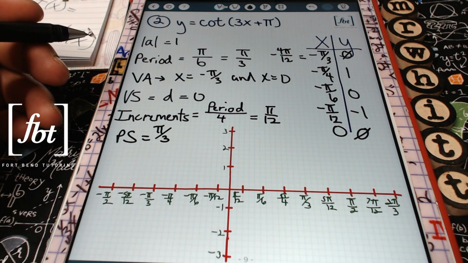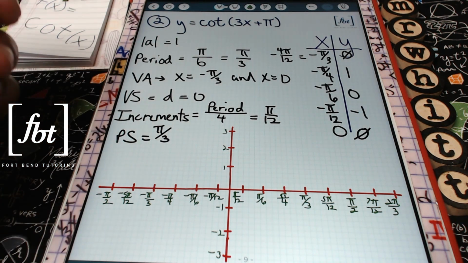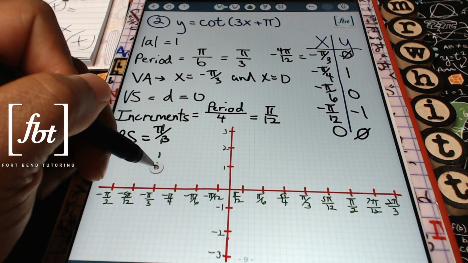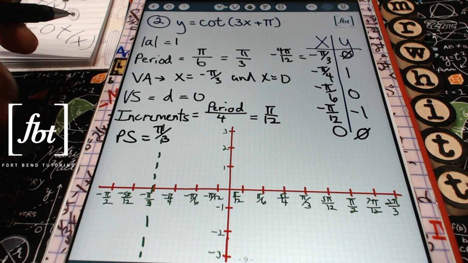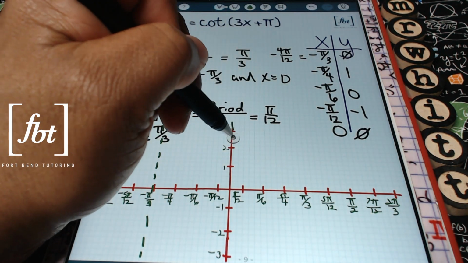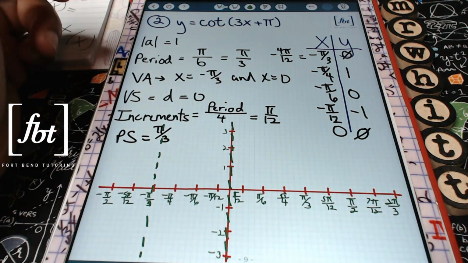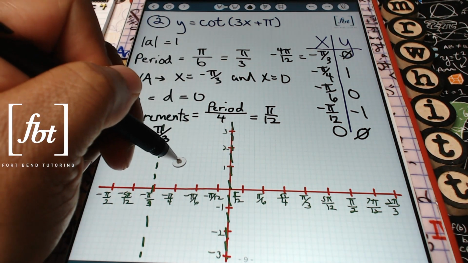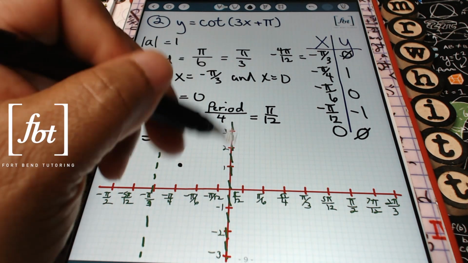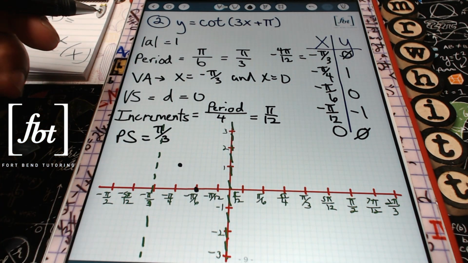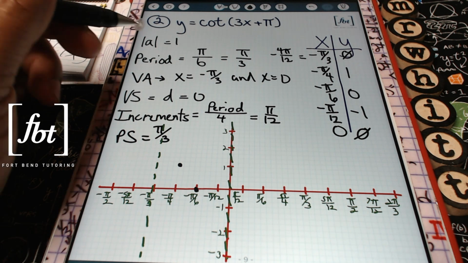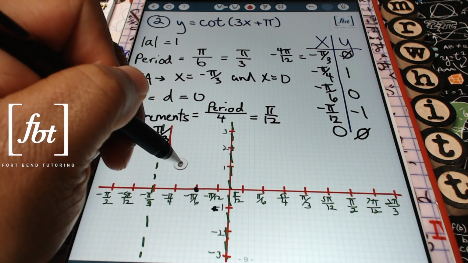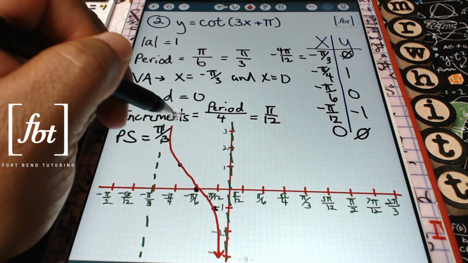We're going to be at negative pi over 3, that's right here, and we're going to make our first asymptote. So we have an asymptote right there. We'll have our second asymptote at 0, like so. And then plotting our points at negative pi over 4, I'm going to be at 1. Then at negative pi over 6, I'm going to be at 0. Also at negative pi over 12, I'm going to be at negative 1. And so here we can go ahead and graph our function.